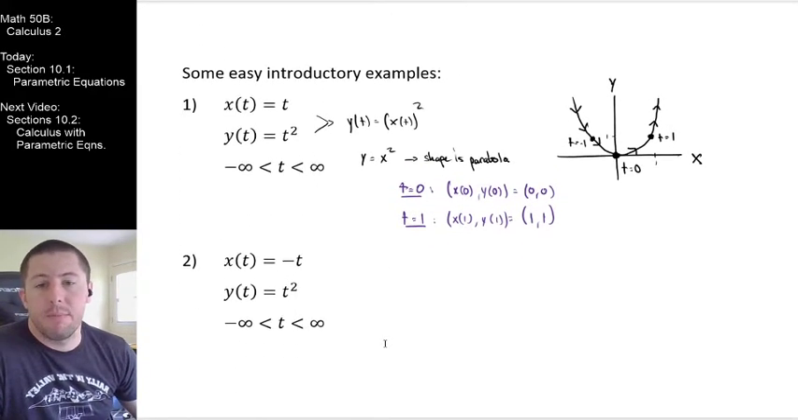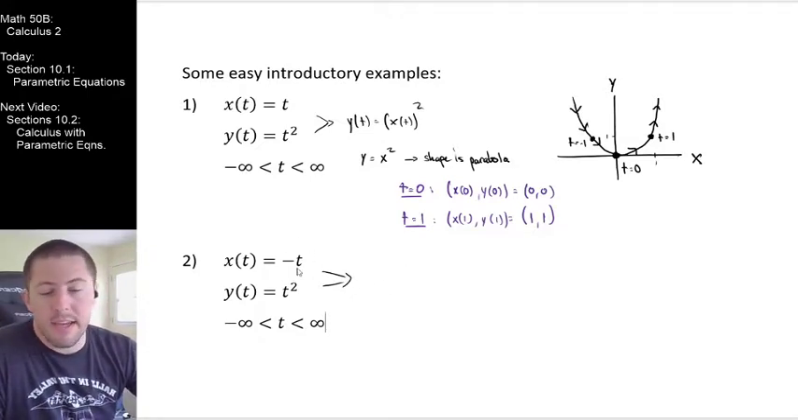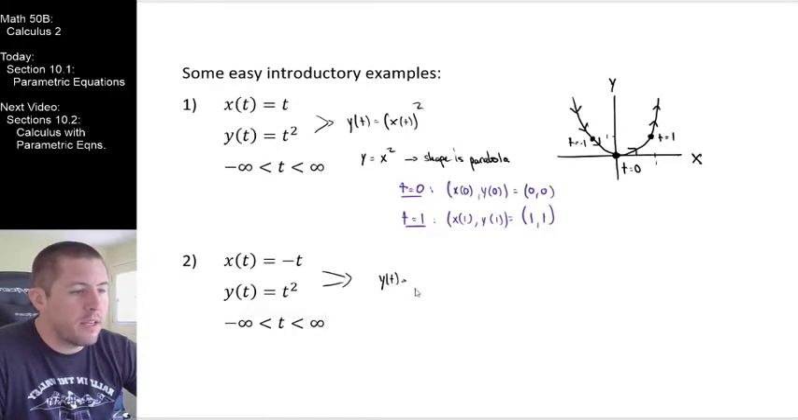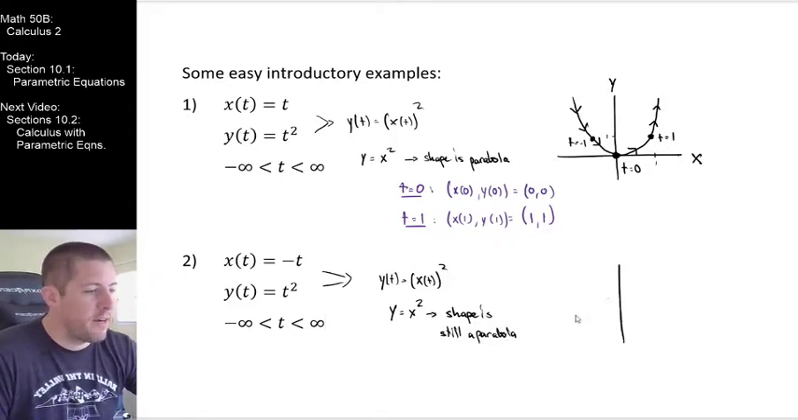So for our second example right here, you should notice that it is almost identical to the first. The literal only difference is that we've introduced a negative right here. Now, it's still the case that when I try to say to myself, is there any relationship between x and y that we know? If you square the x term, if you square negative t, you're still going to get positive t squared. So it looks like we've maintained the relationship that y of t is x of t squared, or just y equals x squared. So the shape is still a parabola. It's still the same parabola, right? So the question is, do we get anything different here?